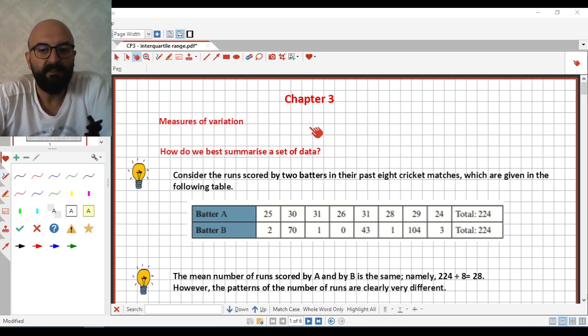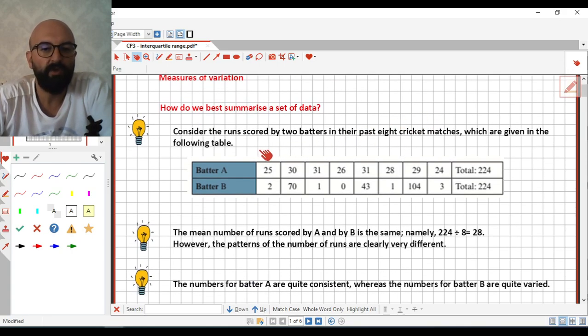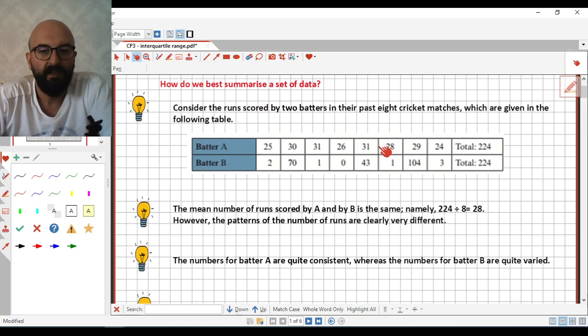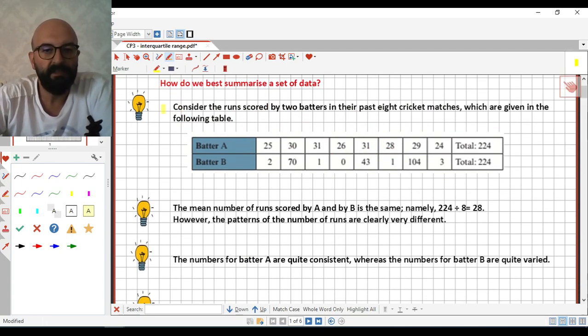In this lesson, we will discuss chapter 3, measures of variation. Firstly, we will discuss how we can best summarize a set of data. Okay, now we can start.